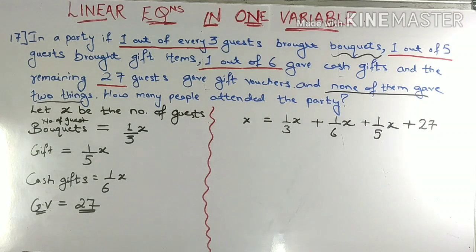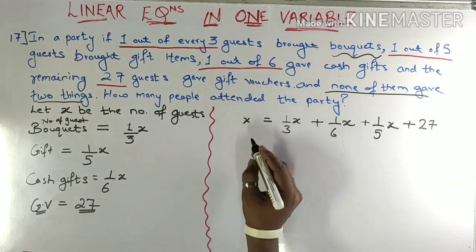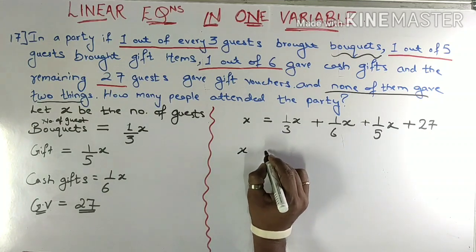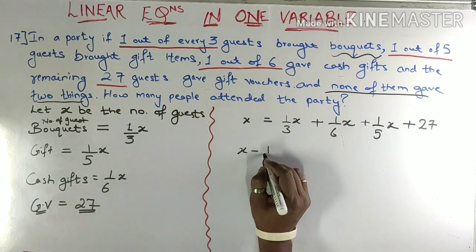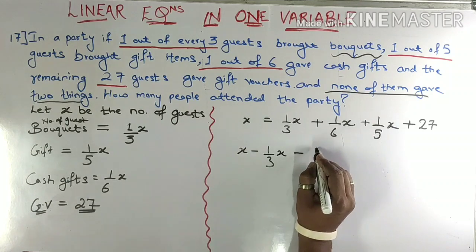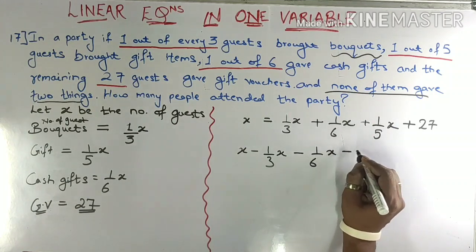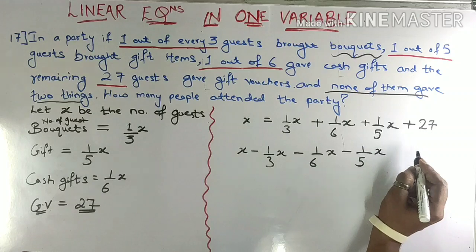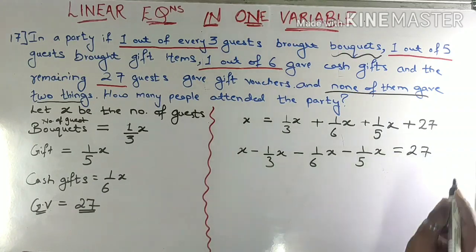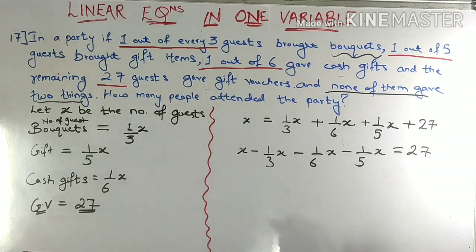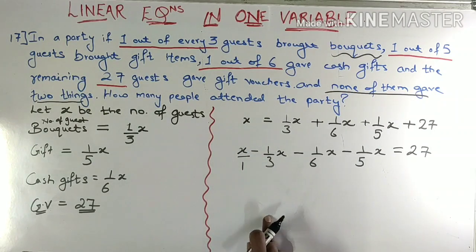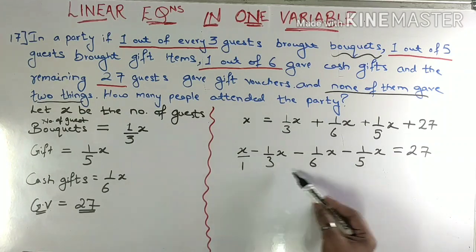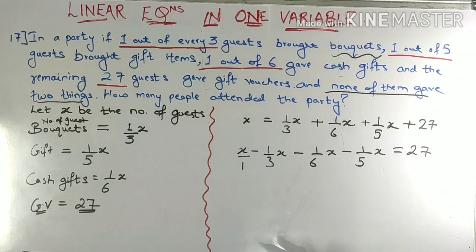Let's start solving it. Always remember, if the denominators are not the same, we are supposed to take the LCM and make them common. So keep this x here only and bring all the others on this side. All the signs change. Remember to do that. That's one of the most common mistakes that a student is bound to make. Now take the LCM of this. x means x upon 1. So the LCM of the denominators is 30.